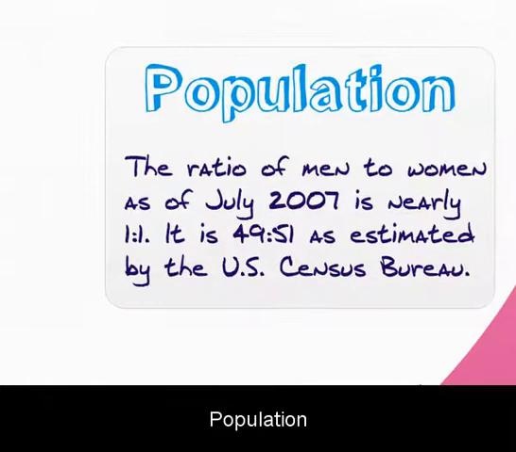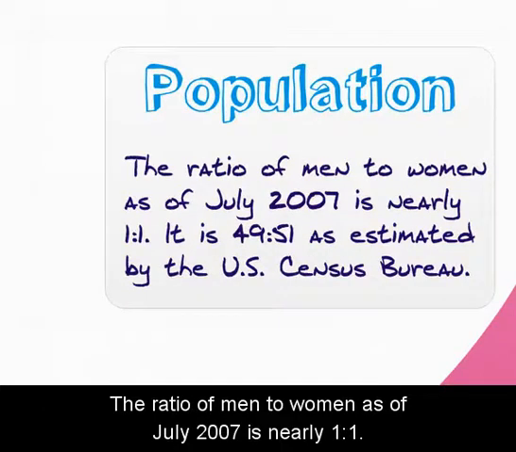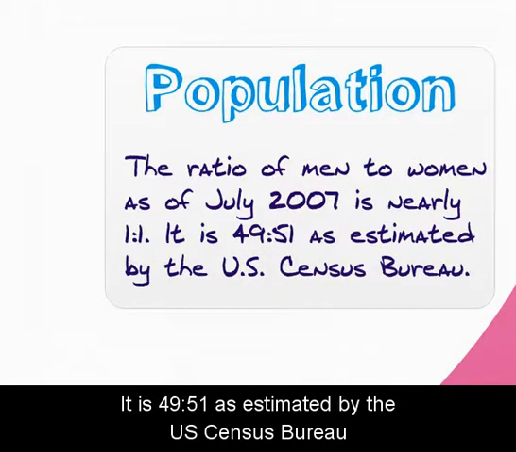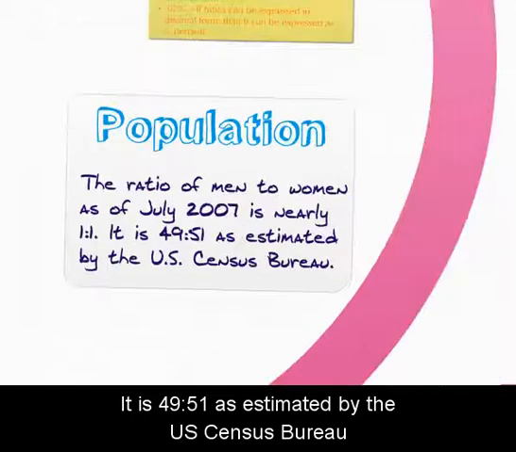Population. The ratio of men to women as of July 2007 is nearly 1 to 1. It is 49 to 51, as estimated by the U.S. Census Bureau.